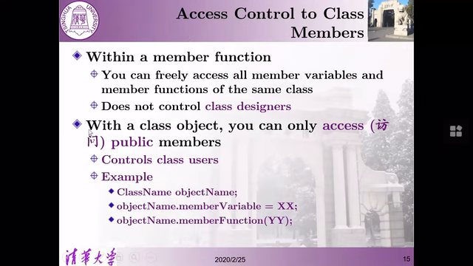Then, with a class object, you can only access public members. So this controls class users. For example, if you are the class user, you use the class name and define an object. Then you use the object name to access the member variable or member function. These member variables and member functions should be public. Otherwise, you cannot access those members.